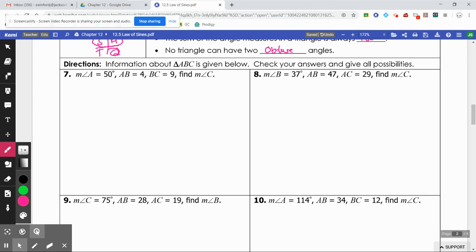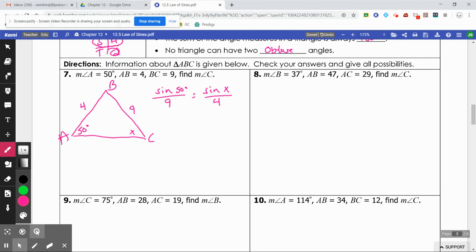Problem number 1 says the measure of angle A is 50 degrees. AB is 4, BC is 9. I've got to draw a picture just so I can keep track of my thoughts. So I've got some triangle that has an A, a B, and a C. It doesn't have to be drawn exact, but I know that A is 50 degrees. AB would be this side, has a length of 4. BC has a length of 9. And we're asked to find this angle, angle C. We set it up the exact same way. The sine of 50 over 9 will equal the sine of x, I don't know the value of that angle, over 4.